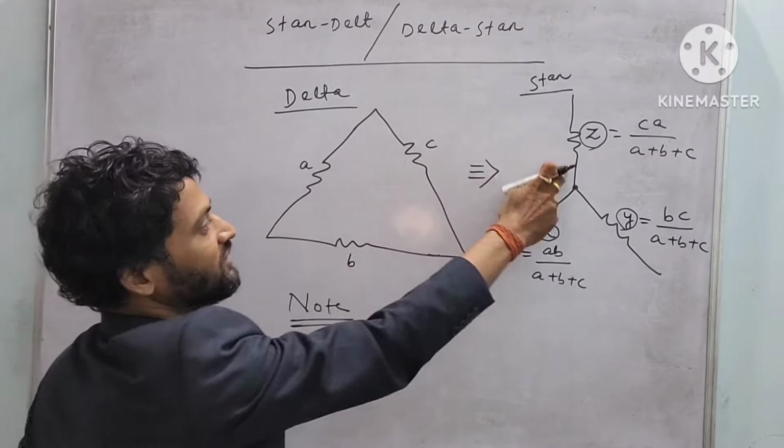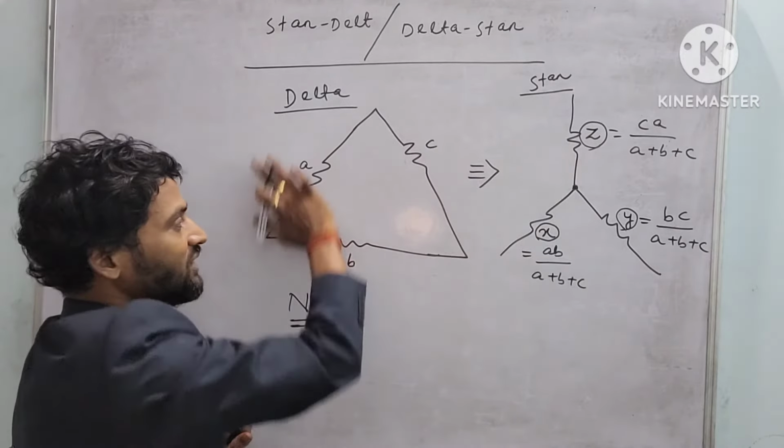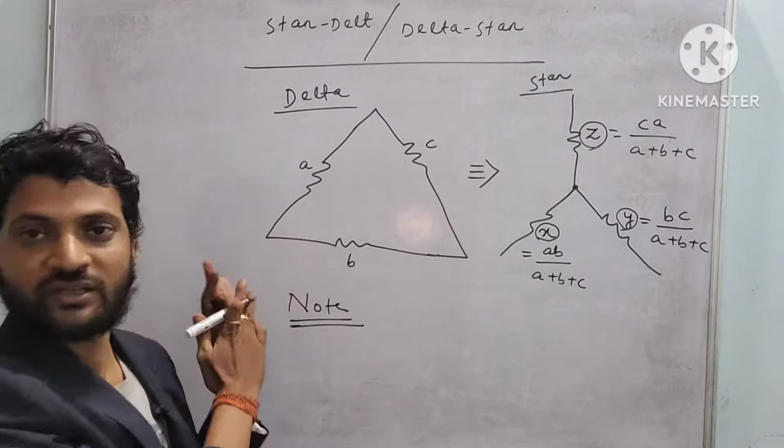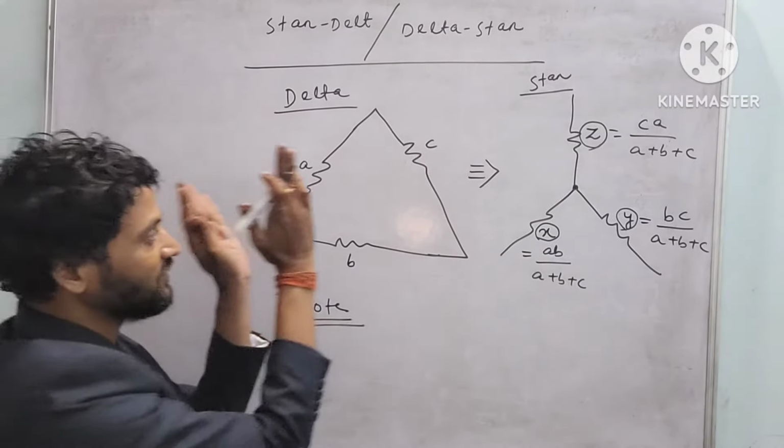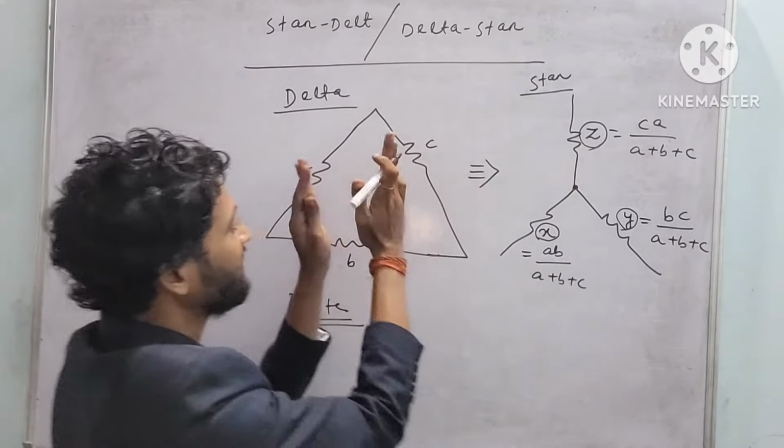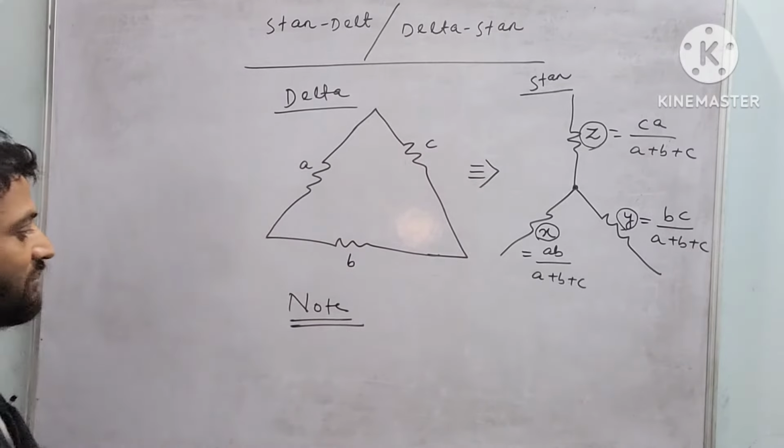One more thing you remember, note देके लिखो, ये important है. While converting from delta to star, the delta element should be removed from the circuit. Once you are converting from delta to star, the delta element will be removed from the circuit.